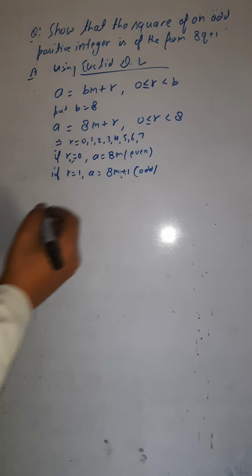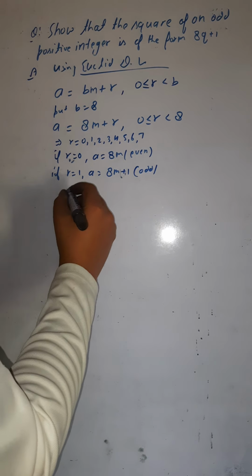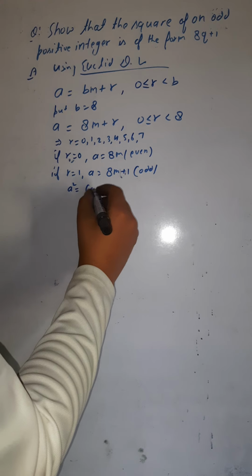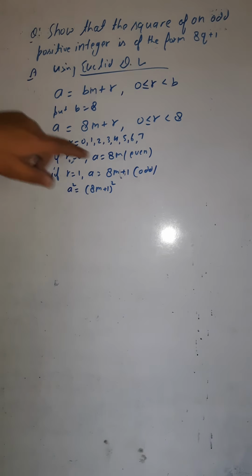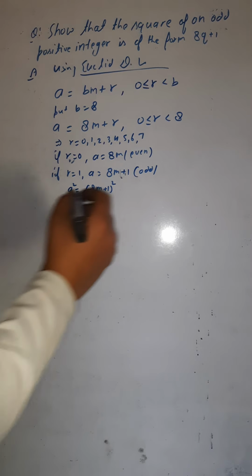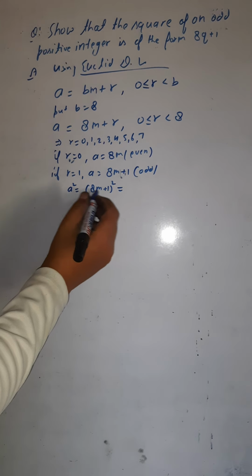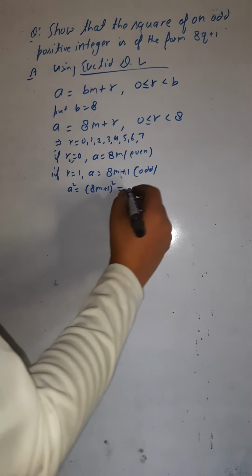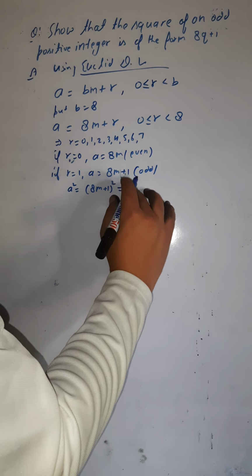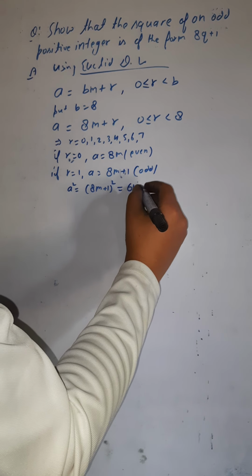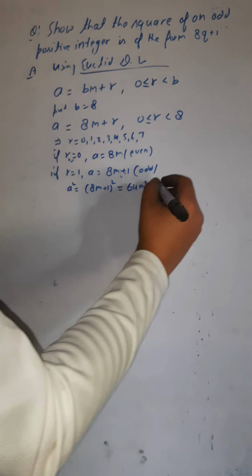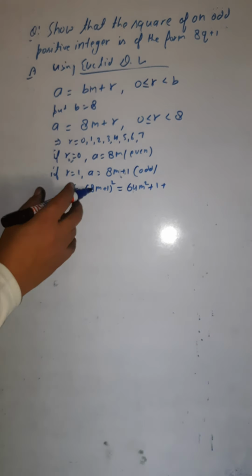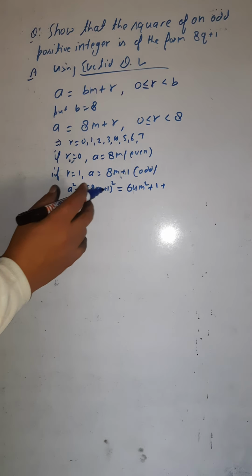So from here, a square would be (8m plus 1) whole square. You have to find the square of the odd integer. Just open the whole square: a square plus b square plus 2ab. a square is 64m square, plus b square, that is 1, plus 2ab. 2ab is 2 times 8 times 1, that is 16m.